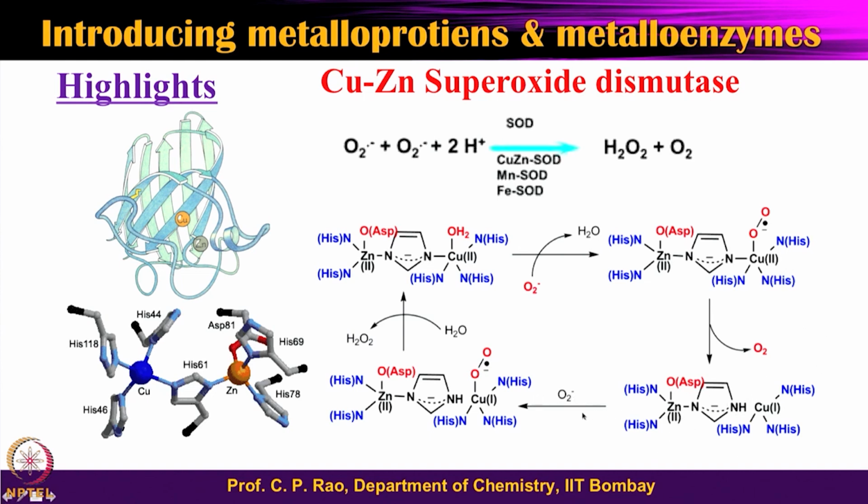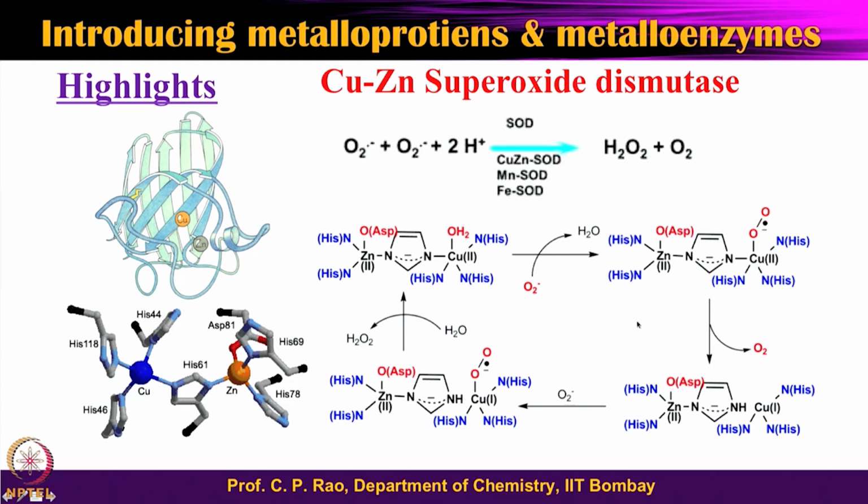In the second case O2 minus again binds over here and it will kick out the H2O2. So, it is exactly reverse to what you find for the manganese. The manganese first step will give H2O2, second step will give O2. In the copper zinc superoxide dismutase, first one is O2 and the second one will be the H2O2. So, a similar kind of thing.